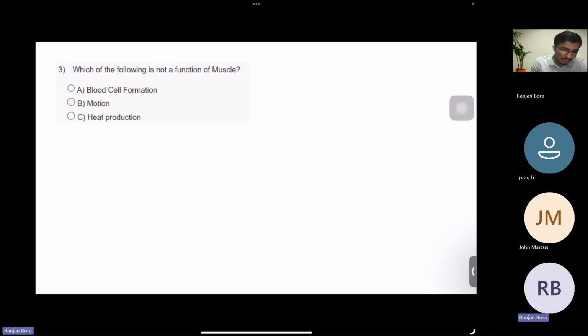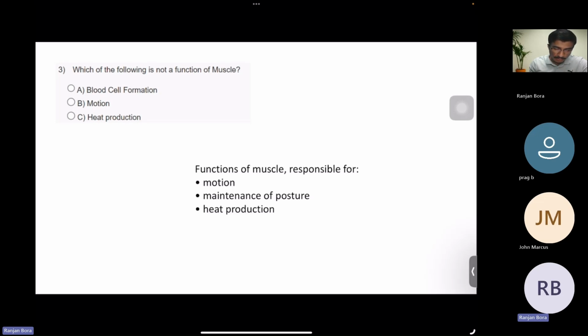Next, which of the following is not a function of muscle? Yeah, blood cell formation is not a function. What are the functions of muscle? Functions of muscles are to produce motion, to maintain our posture, and for heat production. So option A is correct here.